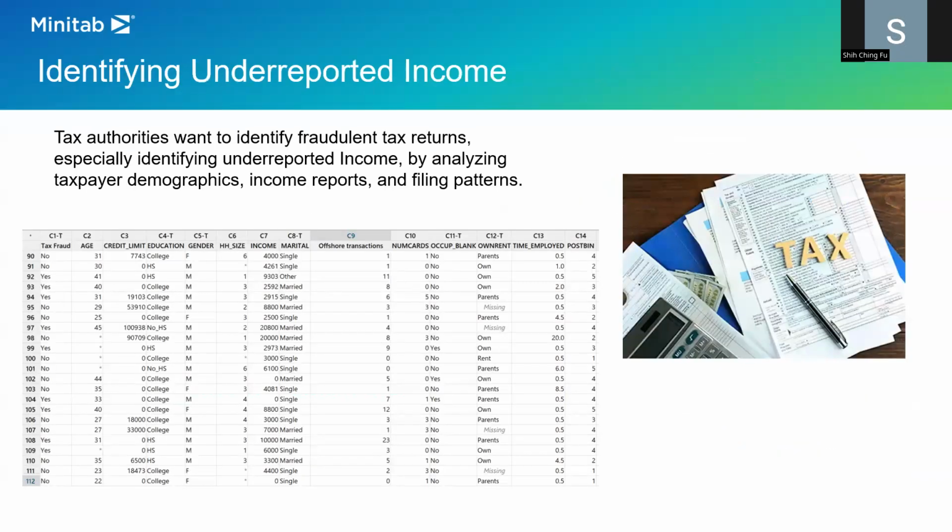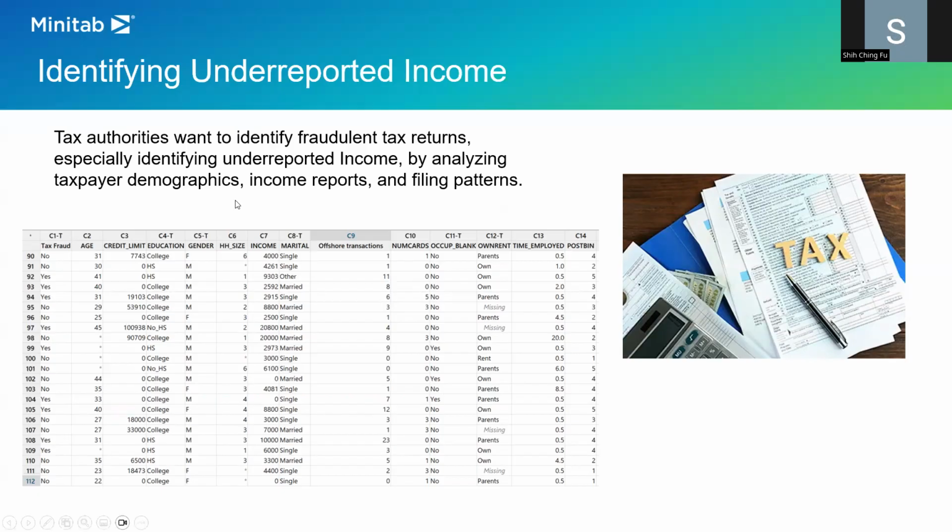Okay, let's say a tax authority. How to identify fraudulent tax returns? People are always going to try to hide it. Focus most on underreported income. People hide income. So through analyzing demographic information, such as income and filing patterns, their income and their gender, whatever. Let's see this example.